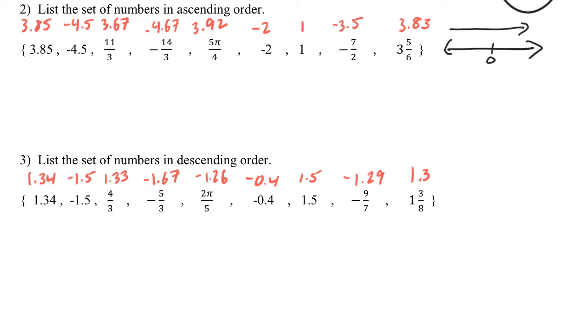So the first thing I'm going to do is identify my negative numbers. And some people like to write them below. So you can write negative 4.5, negative 4.67, negative 2, negative 3.5 underneath your original numbers, and only have your positives on the top. And that can help differentiate. So you're not looking at so many numbers all at once. That can be really helpful.